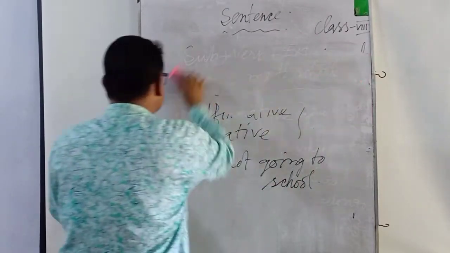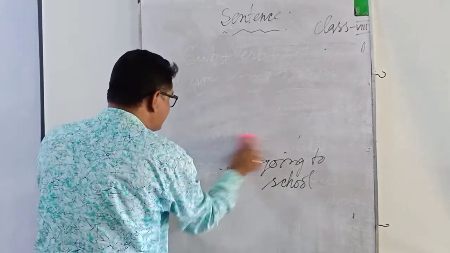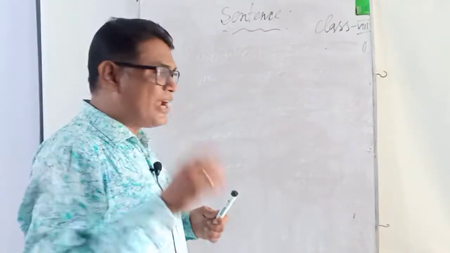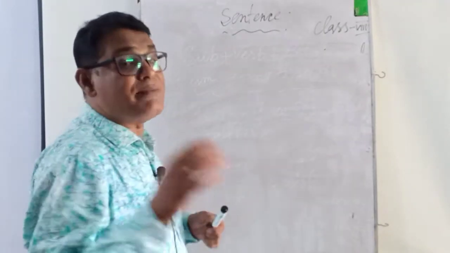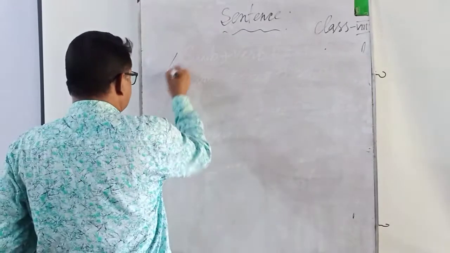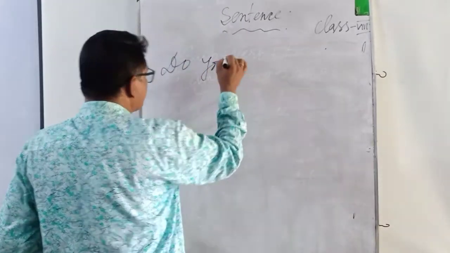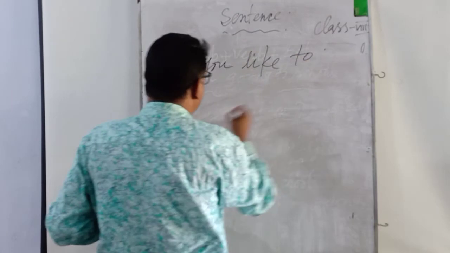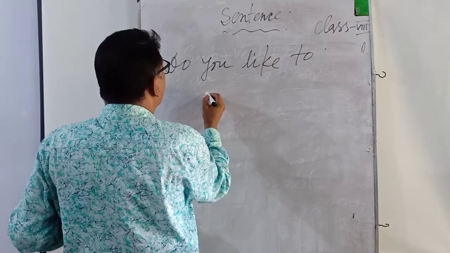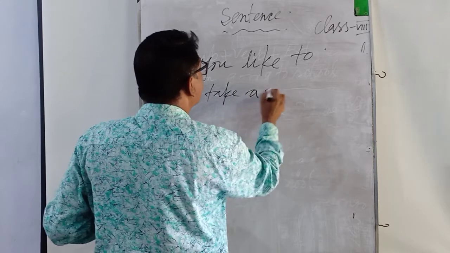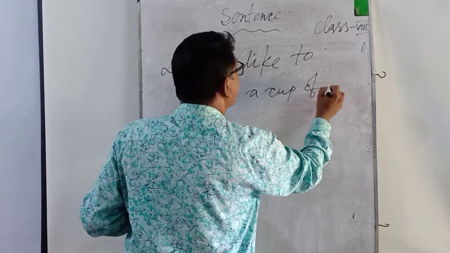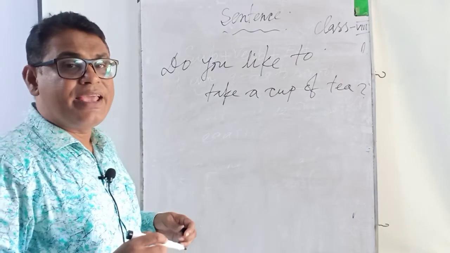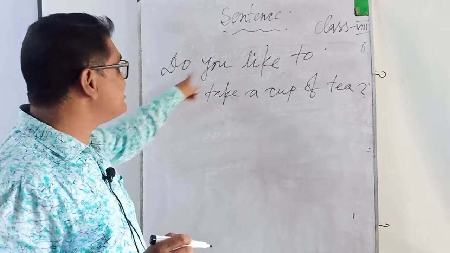How is an interrogative sentence formed, or how are questions formed? I am writing here some examples. Suppose, do you like to take a cup of tea? A cup of tea. This is an interrogative sentence. That means this is a question.